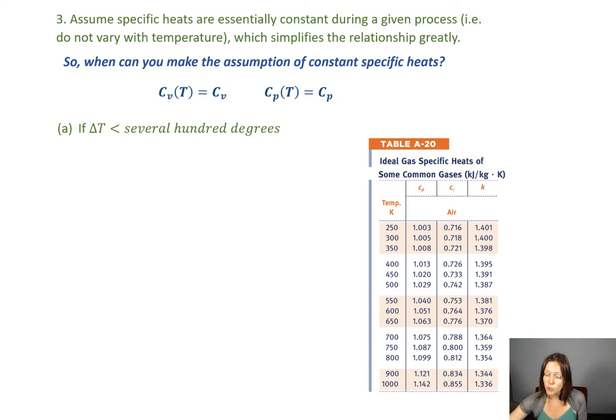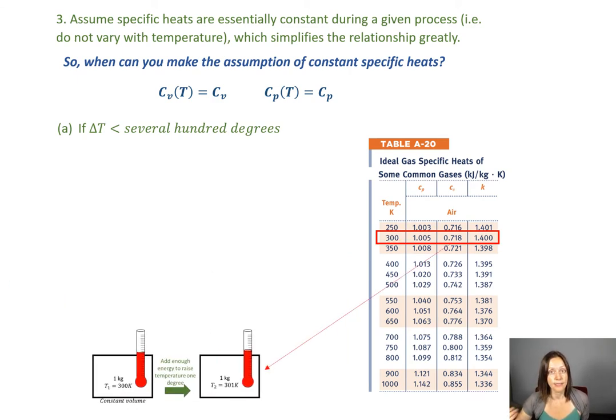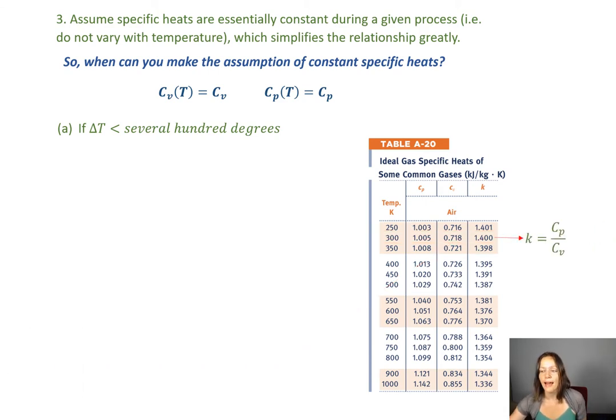So let's look at A20, and A20 gives us the specific heats of some common gases. I've just looked at air for simplicity here. And let's look at the line corresponding to 300 Kelvin, because you'll notice that there are different CP and CV values for different temperatures. So at 300 Kelvin, that CP value that you're given, that's the CP that was determined based on increasing the temperature 1 degree of air from 300 Kelvin to 301 Kelvin. So it depends on what temperature you're starting with. And that CV, instead of being a constant pressure process, this one's a constant volume process. You're looking at how much energy it takes to raise 1 kilogram of air from 300 to 301 Kelvin if the volume is constant.